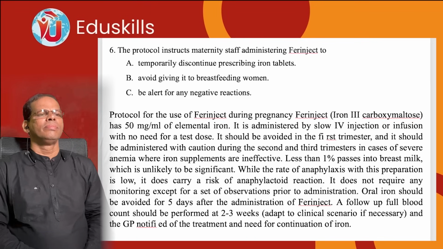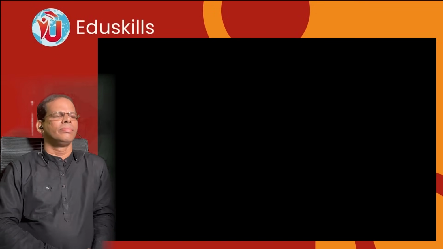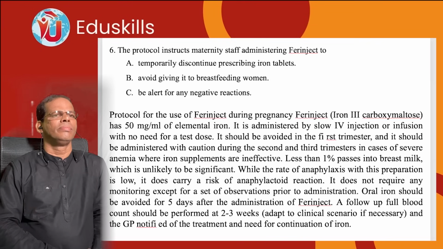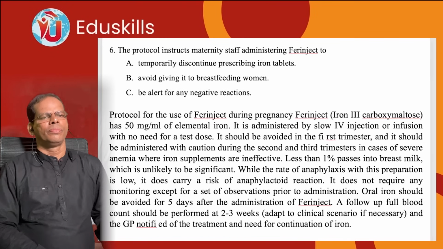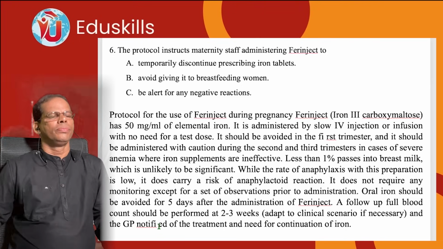Protocol for the use of Ferinject during pregnancy. Ferinject iron 3-carboxymaltose has 50 mg/ml of elemental iron. It is administered by slow IV injection or infusion with no need for a test dose. It should be avoided in the 1st trimester, and it should be administered with caution during the 2nd and 3rd trimesters in cases of severe anemia where iron supplements are ineffective. Less than 1% passes into breast milk, which is unlikely to be significant.